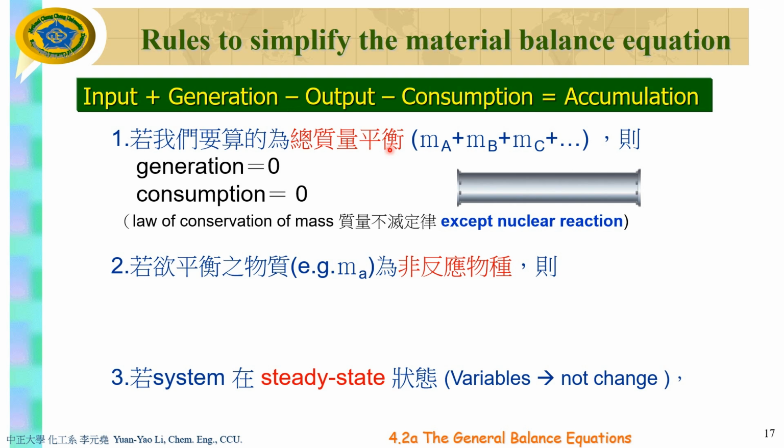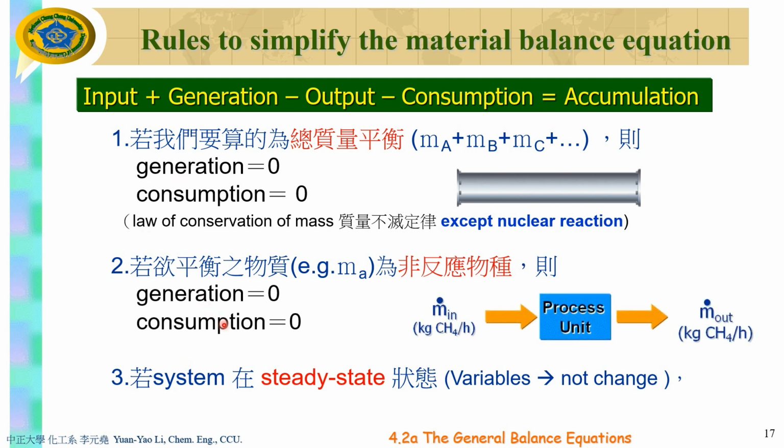And the other case is if this is not a chemically reactive species. For example, nitrogen. It's very difficult to have a chemical reaction with nitrogen. So nitrogen will be input and output. It can be regarded as a carrier gas. So if the species is not a chemically reacting species, there's no generation and no consumption. So again, you can remove the terms of generation and consumption. So input minus output equals accumulation.